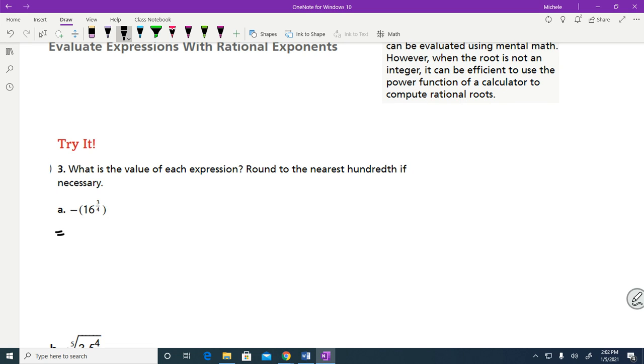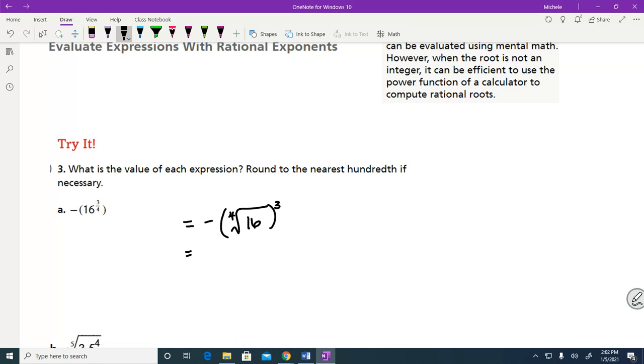So I'm going to evaluate it, negative, and then I'll have parentheses here, deal with what's going on. The 4th root of 16 cubed. Or I can make it negative 4th root of 16 and then cube that. Whichever one's going to be easier. In this case for me, I don't want to cube 16. I'm going to try to find the 4th root of 16 and then cube it. So I'm going to choose the second option.